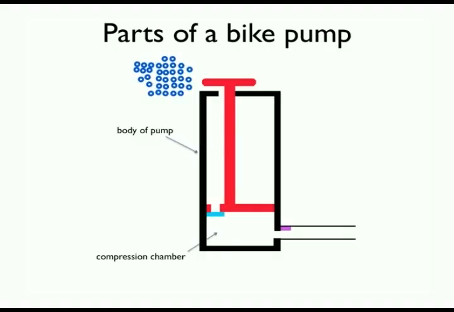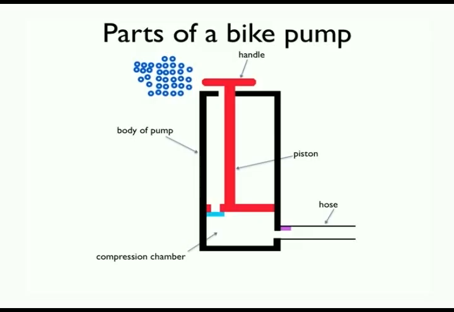The compression chamber stores air inside the pump. A hose is attached to the compression chamber and is attached ultimately to the tire valve. Inside the pump body is a piston which moves up and down, compressing air in the compression chamber and forcing it through the hose to the tire. It is connected to a handle which the user holds.